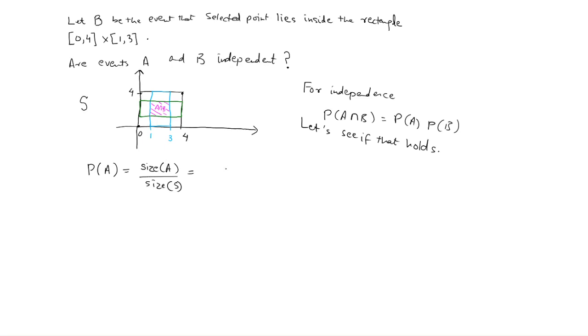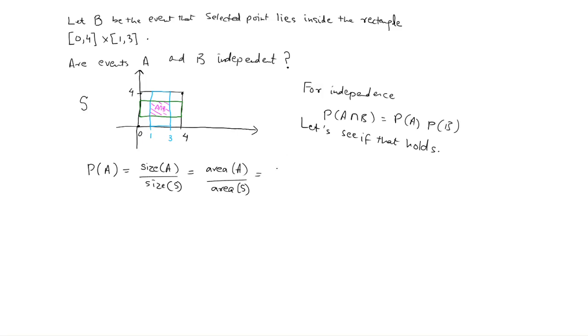And since these are measurable sets, they're not countable sets, they're measurable. How will you compute this size? Area. Good. Area of A over area of S. Keep going. What do we do now? What's area of A? 8. The area of A is, so the width is 2 and the height is 4.